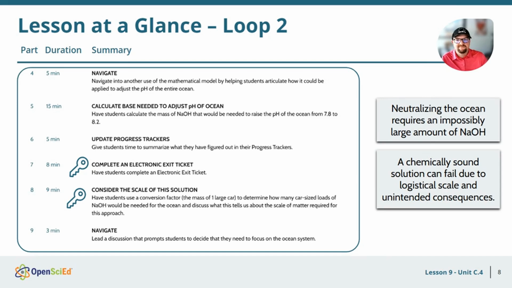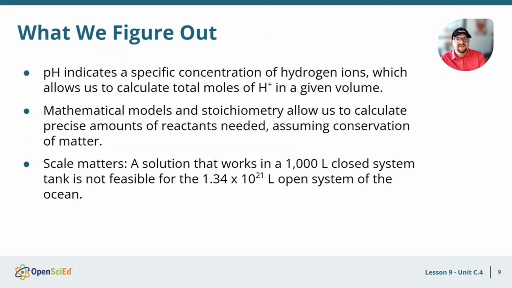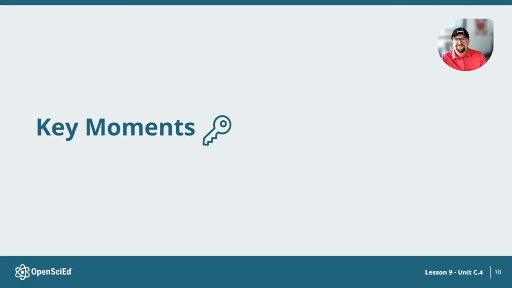to figure out next. By the end of this lesson, the class will have co-constructed three main ideas. First, pH indicates a specific hydrogen ion concentration, allowing us to find total moles of H+ in any volume. Second, mathematical models let us predict outcomes assuming matter is conserved. And crucially, they see that scale completely dictates engineering feasibility, and a solution that functions perfectly in a closed 1,000-liter tank fails in the massive open global ocean system.